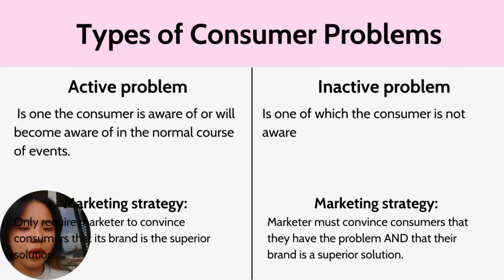And the next is the types of consumer problems. We have two types: active problem and inactive problem. In the active problem, the consumer is aware of or will become aware of the problem in the normal course of events, and marketing strategy only requires the marketer to convince the consumer that its brand is the superior solution. An inactive problem is one of which the consumer is not aware. A marketer must convince the consumer that they may have the problem and that the brand is the superior solution.